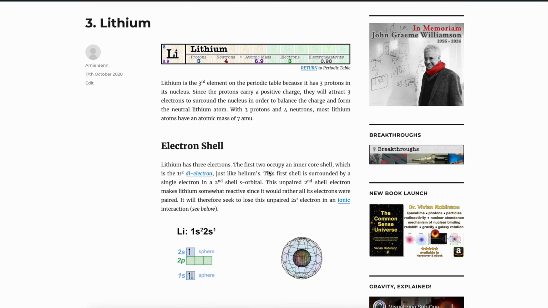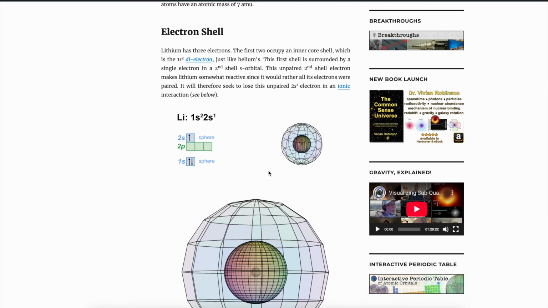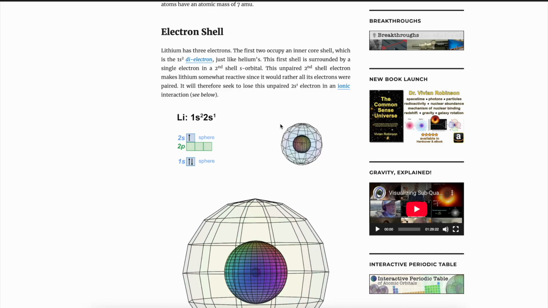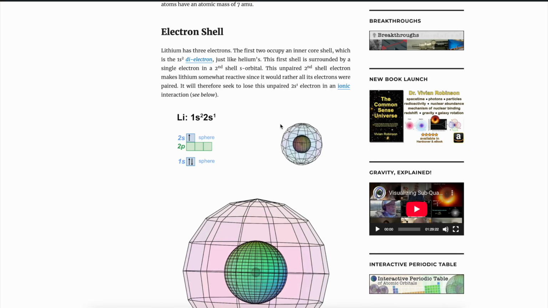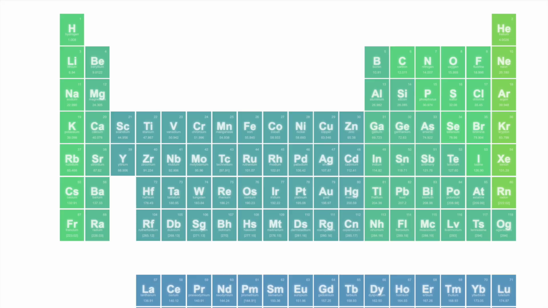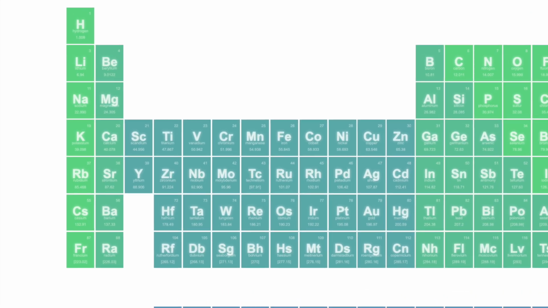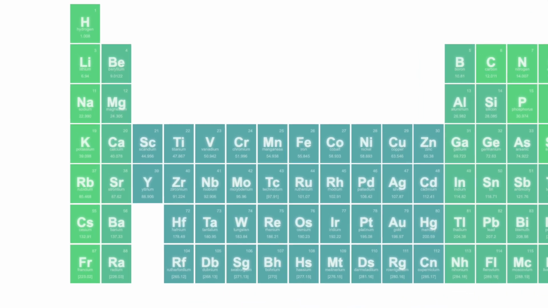Now, lithium's 3rd electron fills a 2nd shell. You will also notice lithium is the first element on the second row of the periodic table. That is not a coincidence. It is the first element with an electron in the second shell. And that is how the periodic table is designed.